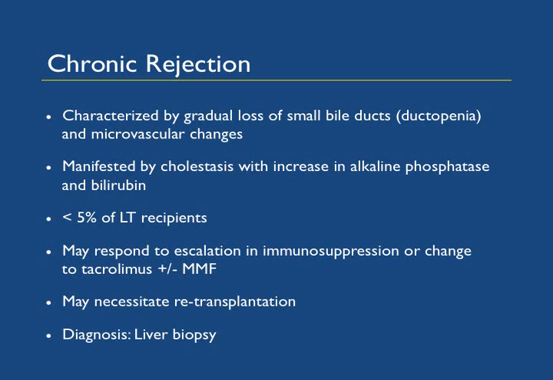Chronic rejection may respond to an escalation in immunosuppression or change to tacrolimus if the patient is on cyclosporin, with and without the addition of mycophenolate. Some patients do fine with chronic rejection, and other than persistent abnormal liver enzymes, do not require any further treatment. However, others have required retransplantation. The diagnosis of chronic rejection requires a liver biopsy, which shows ductopenia with a relative paucity of immune cells.